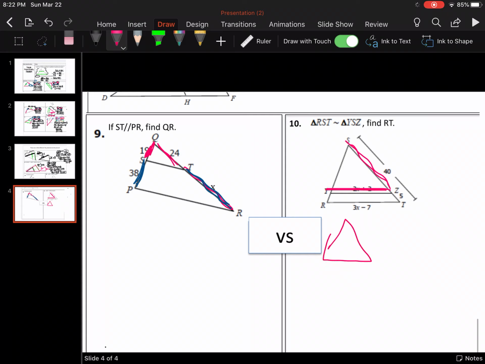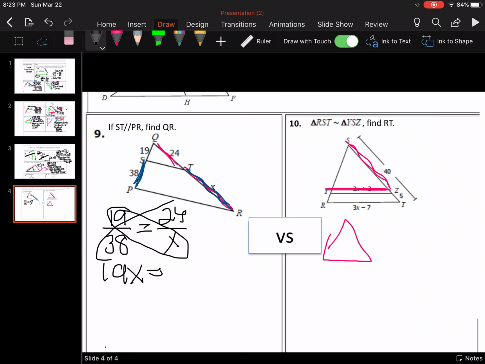All right, so let's focus on the left one first and finish, and then we'll go back to the right one. So here we're going to have 19 top left over bottom left, 19 over 38 is equal to top right 24 over bottom right x. Cross multiply. 19x equals 38 times 24, 912. Divide both sides by 19.